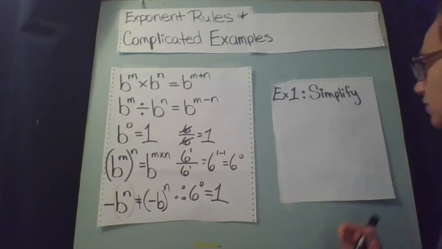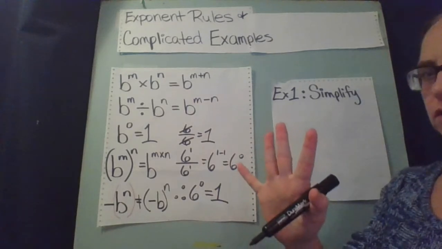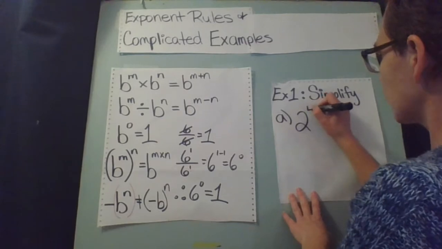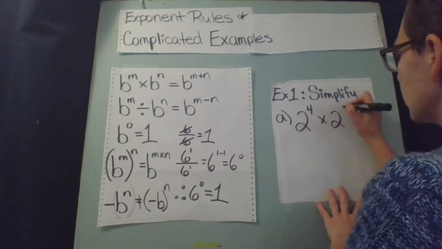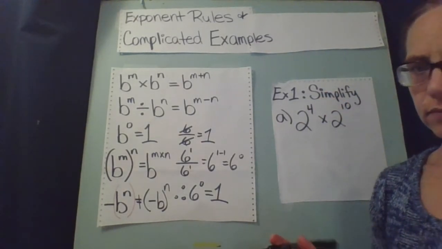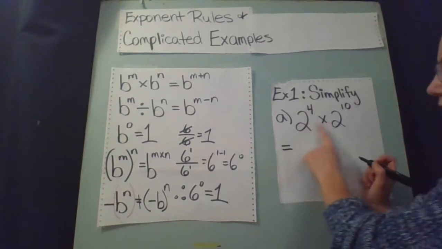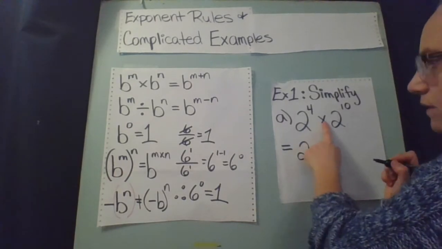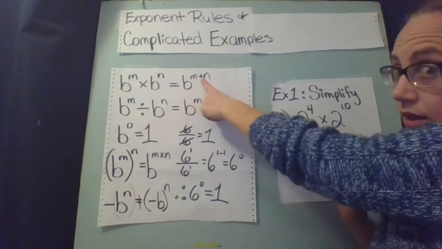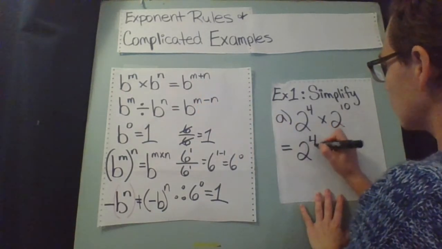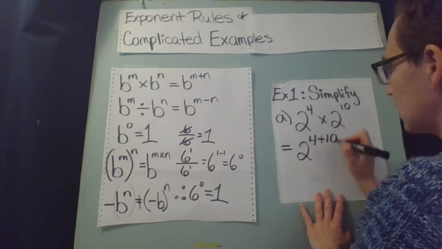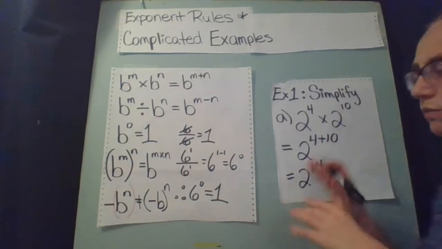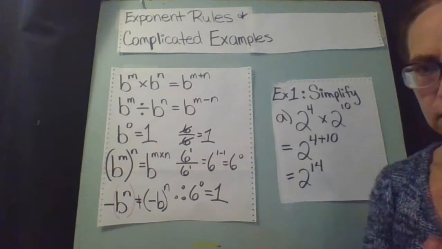Alright, let's do an example. So just like last week. So if I gave you 2 to the exponent 4 times 2 to the exponent 10. The 2's are both the same, which means that that's my base. And because I'm multiplying, I want to add my exponents. So I want to do 4 plus 10, which would give me 2 to the exponent 14. And all I'm doing right now is just simplifying. I don't have a calculator. Good?